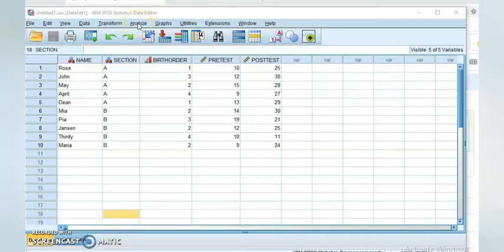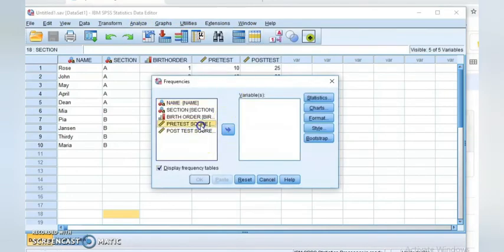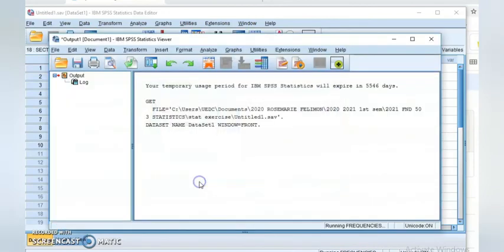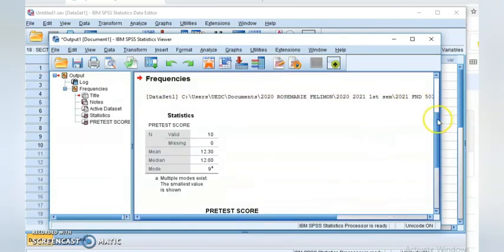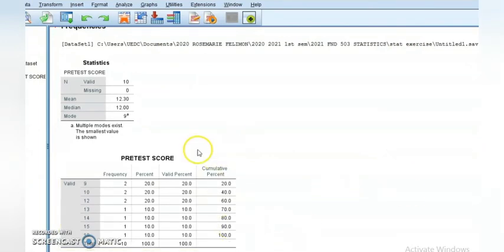We can also analyze the mean, median, and mode in SPSS. Go to Analyze, choose Descriptive Statistics, Frequencies. Then, transfer the variable that you want to analyze. Click Statistics. Choose Mean, Median, and Mode. Click Continue. Click OK. And in the output window, you will have here the mean, median, and mode. For the cases when multiple modes exist, the smallest value is shown.